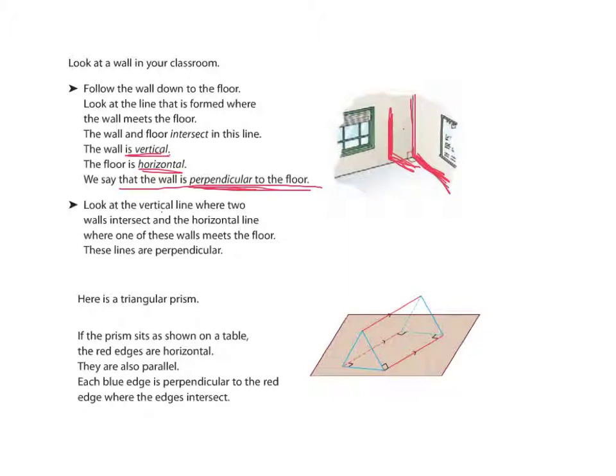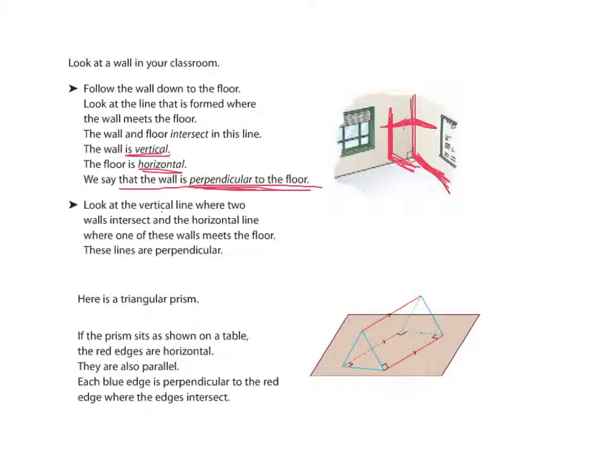Look at the vertical line where two walls intersect. And these lines are also perpendicular. So where these two walls intersect, it is also perpendicular. You will also get a 90-degree angle.